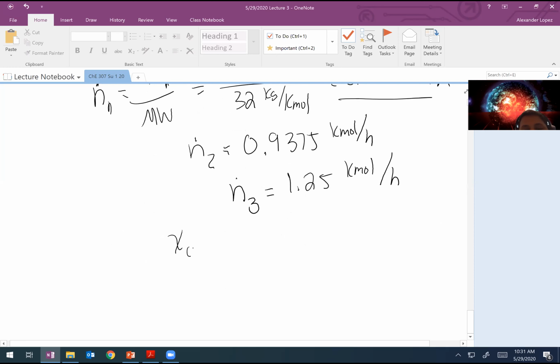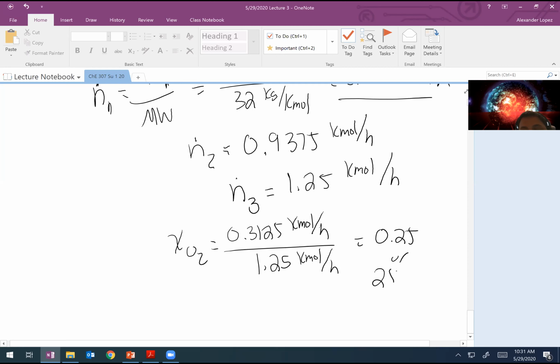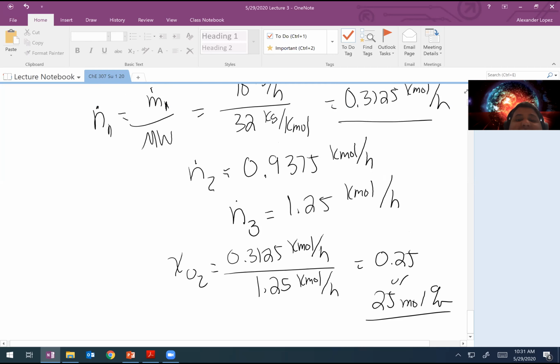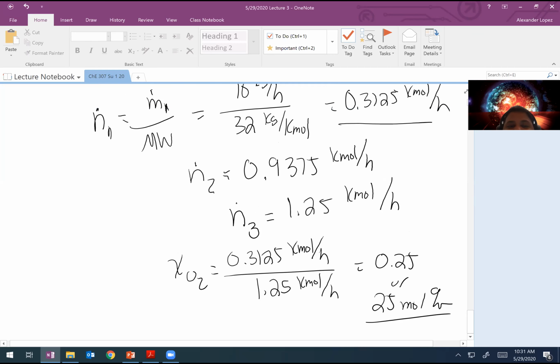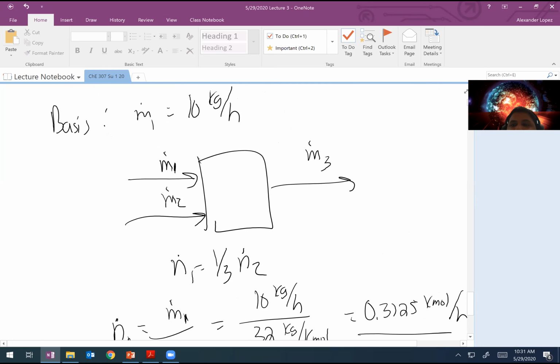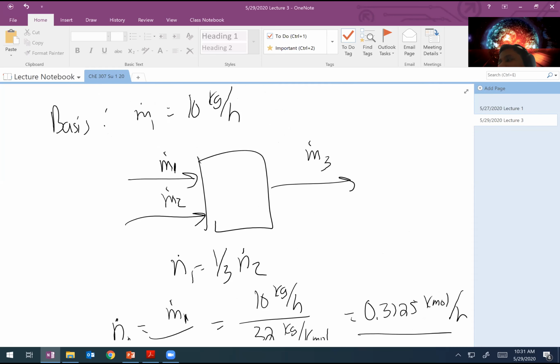And the mole fraction of O2 is 0.3125 kilomoles per hour over the total, N3, 1.25 kilomoles per hour, or 0.25. That's why, just because you had to do a little extra step and it made the math a little ugly, but it's a good illustration to say even taking a mass basis doesn't change the end result, right? It's just a means to an end, so to speak.